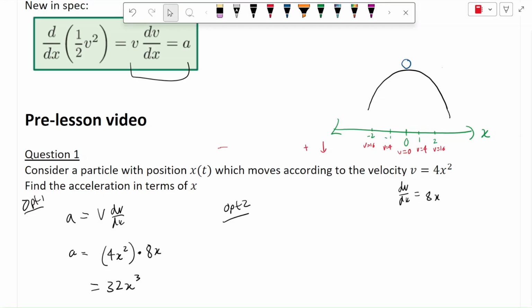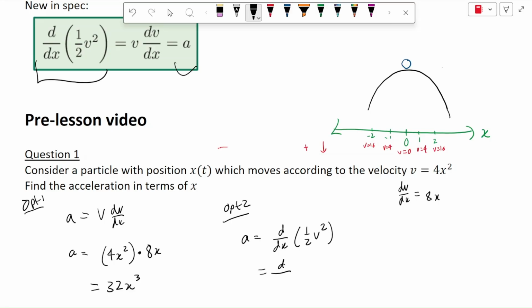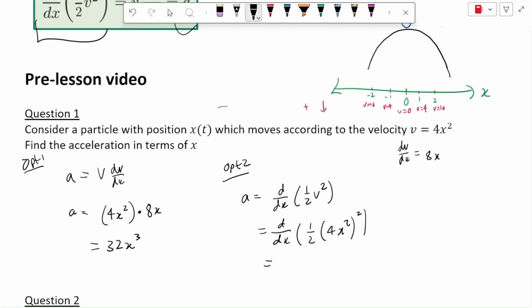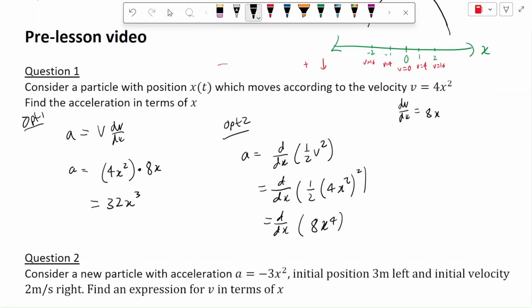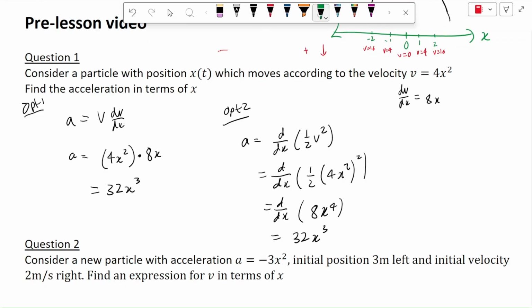Option 2 would be to use the other identity, so this one here. Acceleration is d/dx of a half v squared. So this is d/dx of a half, and the velocity is 4x squared, and I've got to square that. So that's d/dx of 8x to the 4 in the brackets there. And if I differentiate that, I get 32x cubed, which gives me the same answer. So that's always a good sign. Whatever way you want to do it, we get the same solution.